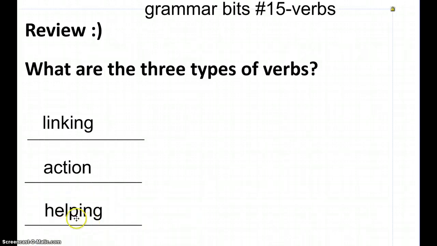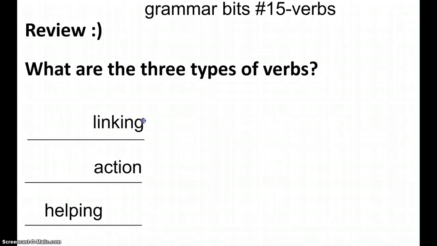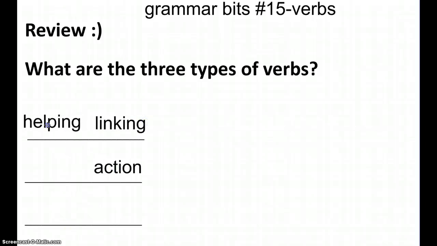We do not use these as separate naming of verbs because there isn't a sentence pattern that goes with helping verbs. So they are either going to be in front of a linking verb or in front of an action verb, hence its name. It's always helping another verb. And so those are the three types of verbs.